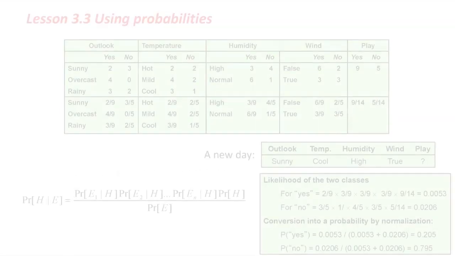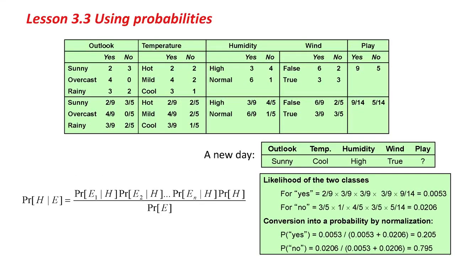So here's an example. Here's an unknown day, a new day. We don't know what the value of play is, but we know it's sunny, cool, high, and windy. Windy is true. So we can just multiply up these probabilities. If we multiply for the yes hypothesis, we get 2/9 times 3/9 times 3/9 times 3/9. Those are just the numbers on the previous slide. P of E1 given H, E2 given H, E4 given H. Finally, P of H, that is 9/14. And that gives us a likelihood of 0.0053 when you multiply them. And then for the no class, we do the same to get a likelihood of 0.0206.